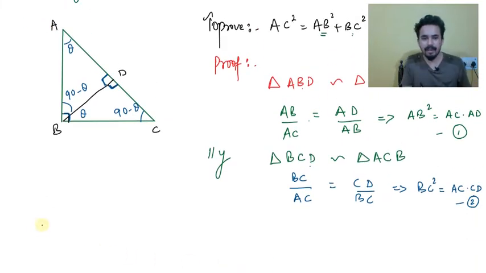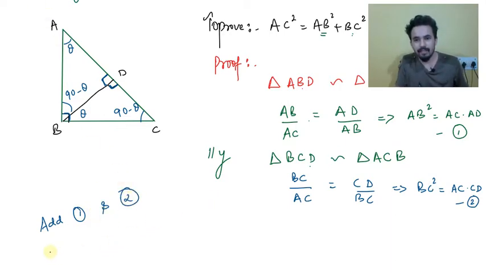So if you just add, let me just write here, adding 1 and 2. What will you get? You will simply get AB square plus BC square on the left hand side. And in here, take the common. What is the common? Common is AC. So I'm taking AC common.